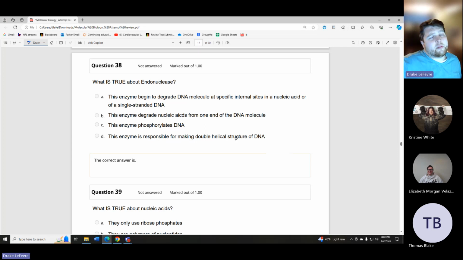And which amino acid is the start of it? Is designated to the start codon? Methionine. Methionine. Good.